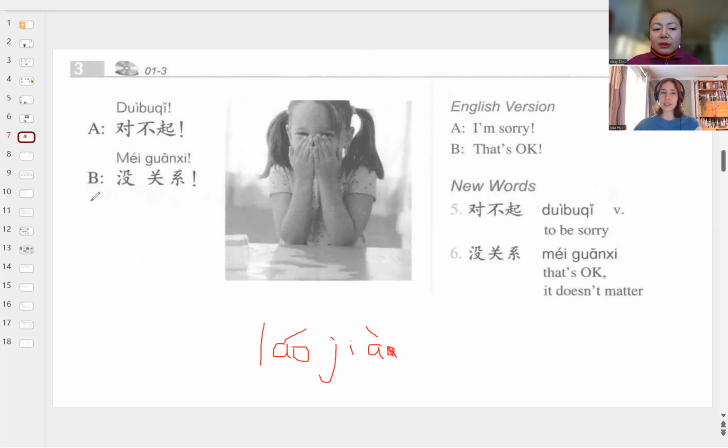And here people say 没关系. We learned 没 means no, 关系 means relationship. But when we combine them together, 没关系 means doesn't matter, that's okay. For example, you step on someone's foot and you say 对不起, and the other says that's okay, 没关系. 好，有问题的话你就问，没有问题我就往下走。If you have a question, just ask.